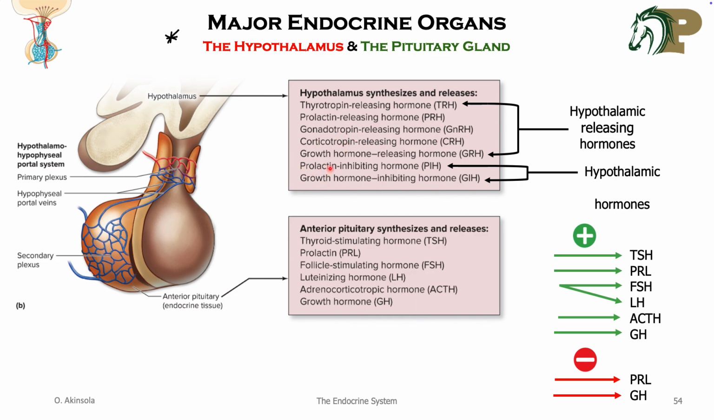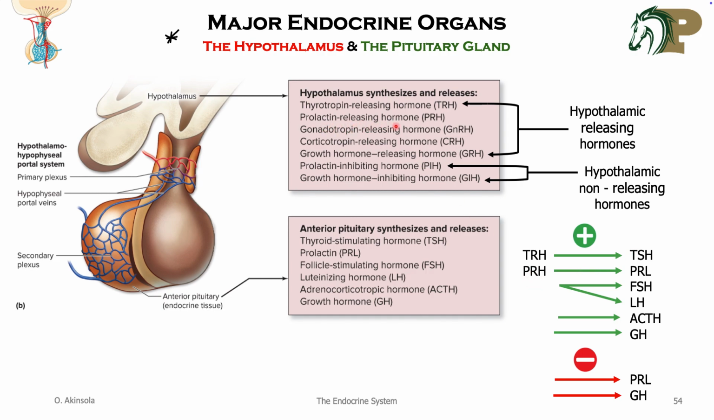These two hormones here are your hypothalamic non-releasing hormones, otherwise known as inhibiting hormones. There's only two that you need to be familiar with. Essentially what happens is, for example, the hypothalamus will release thyrotropin-releasing hormone, TRH, and then TRH will travel down to the anterior pituitary and cause the release of TSH. So TRH causes the release of TSH.